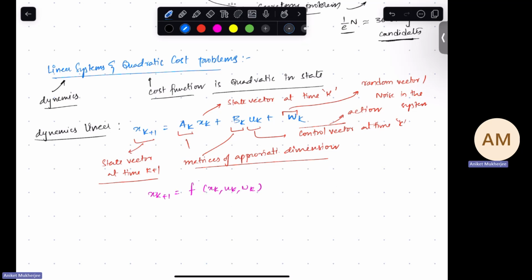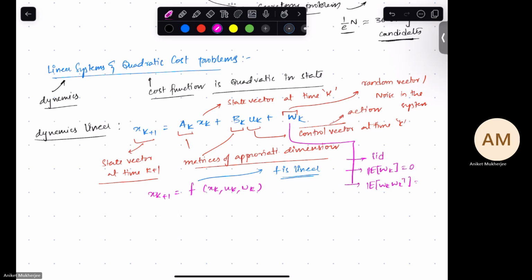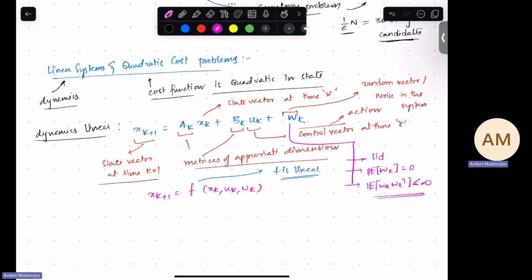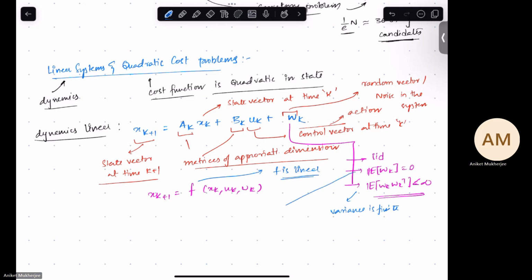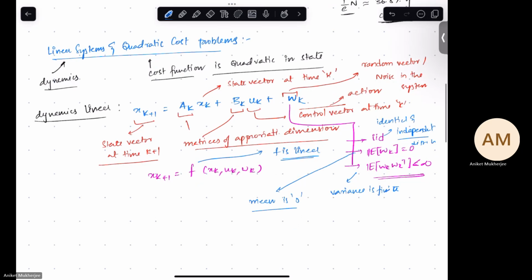When I say linear dynamical system, I mean that f is linear. We'll make some assumptions on the noise. One assumption is that they are IID, their mean is 0, and they have finite variance. So their variance is finite, their mean is 0, and they are independent and identically distributed.